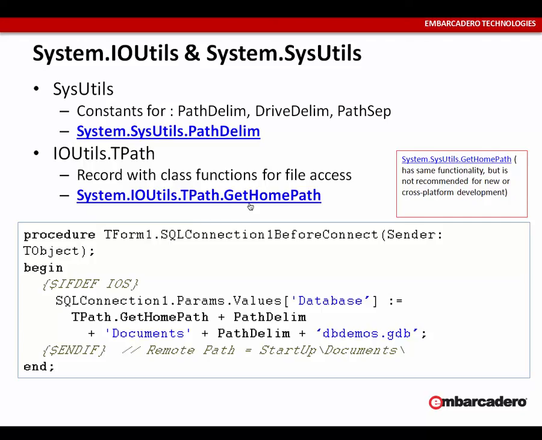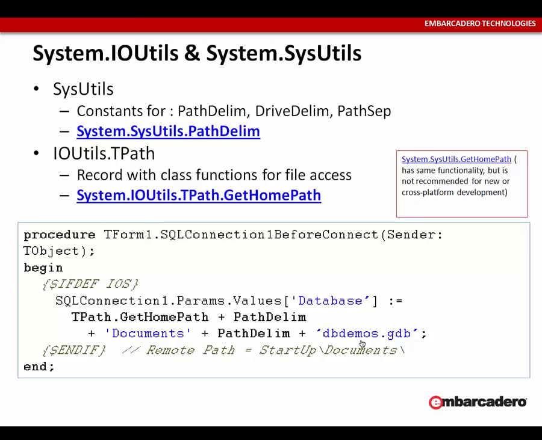In addition to using this TPath.GetHomePath to give us the actual home location of an iOS app, we're also going to use this constant SysUtils.PathDelim, which specifically uses the path delimiter of the target platform instead of hard-coded delimiters such as a / or a \.